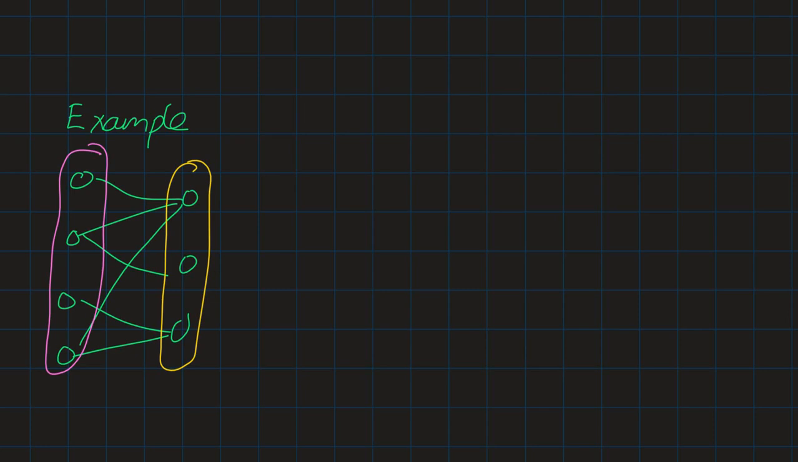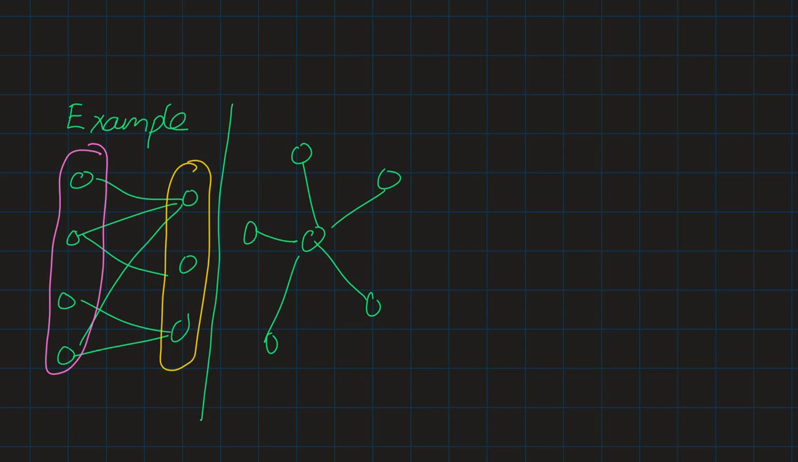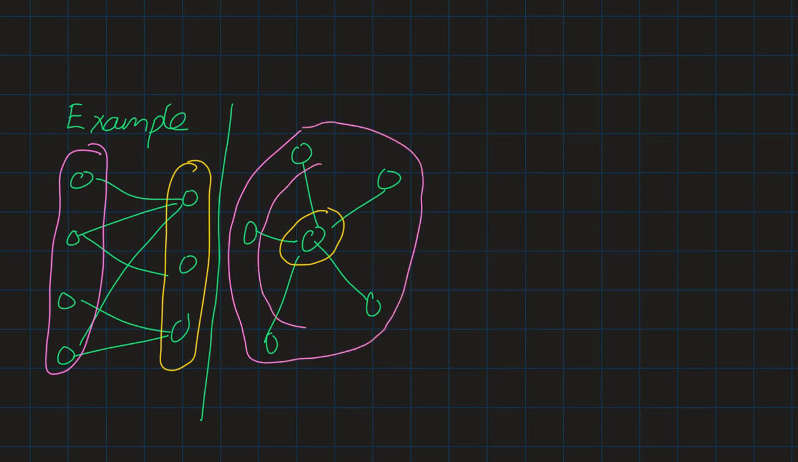Let's do another example. I could do this graph here. This is still a bipartite graph. It looks a bit different, but if you think about it, I could consider this one the yellow vertex, and all of these ones the pink vertices. There's no edge that connects a yellow to a yellow, and there's no edge that connects a pink to a pink. So this again is bipartite.